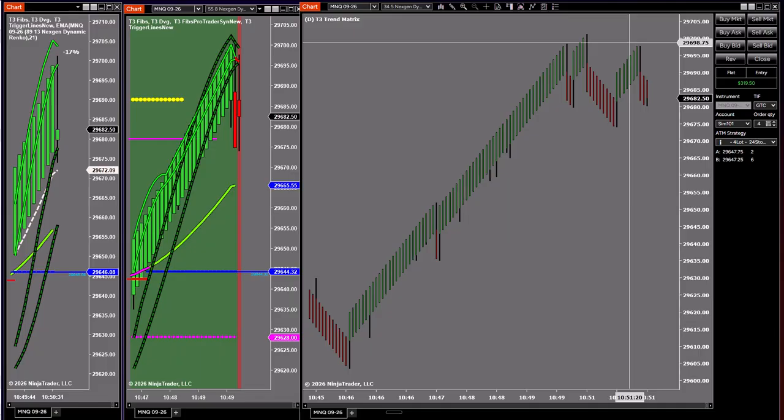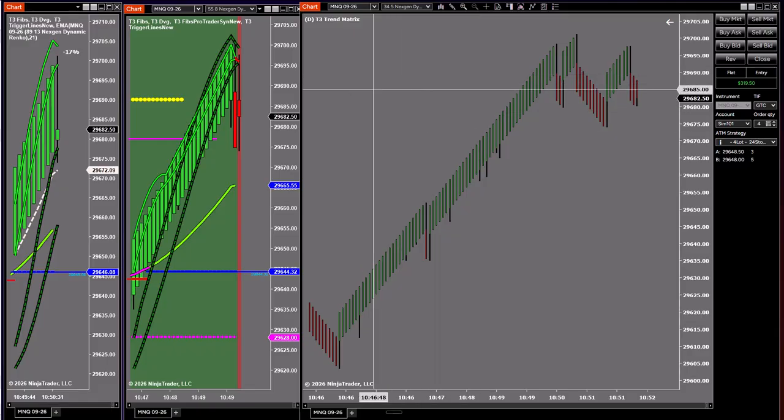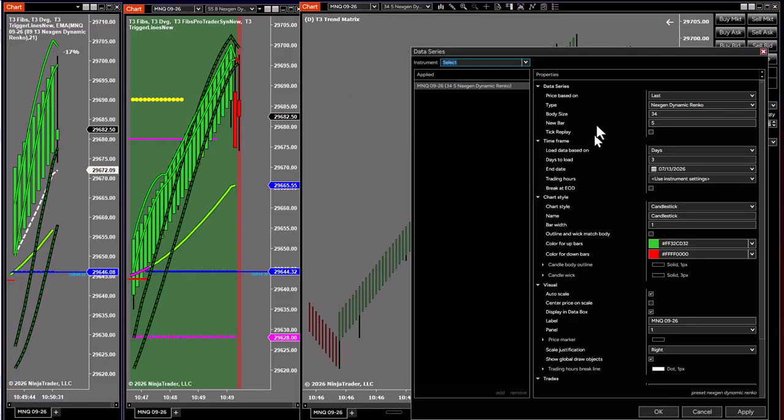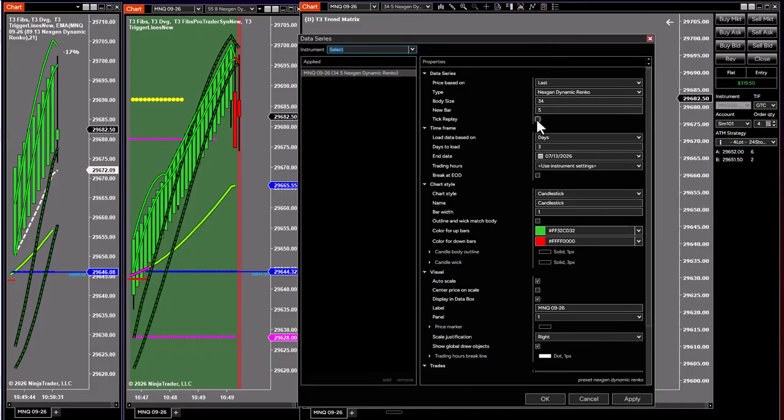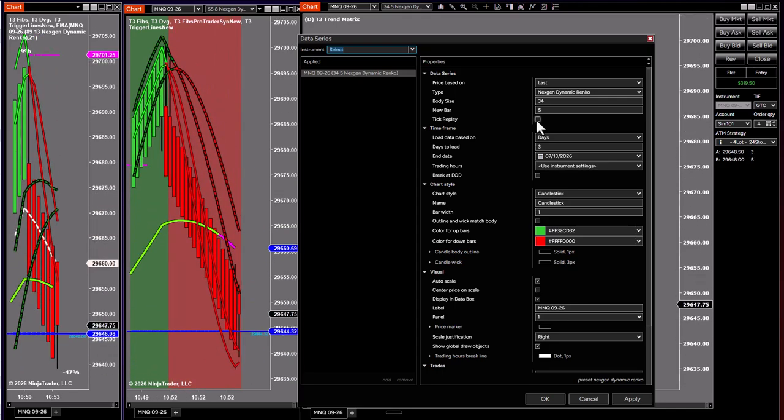And I don't understand the difference. I think it's just because in the Trend Matrix, we're not using tick replay. And that's where the issue is coming from. I'm trying to circumvent it, because we don't use tick replay, God bless it.